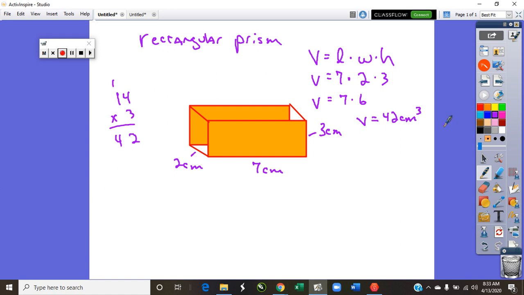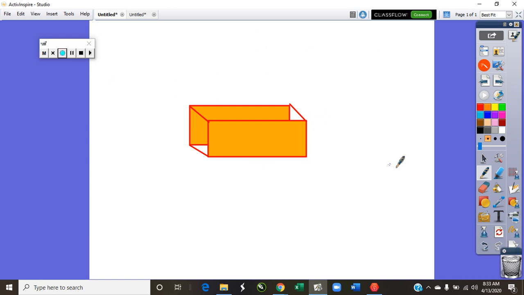42 centimeters cubed. It doesn't matter what order you multiply them in, and it doesn't matter what method you use to multiply them, okay? That's how you're going to find volume of a rectangular prism. Okay, I'm going to give this some new dimensions. And I want you guys to try this one on your own.